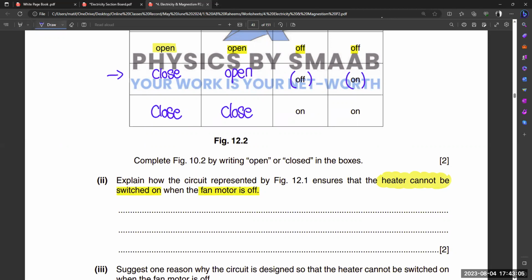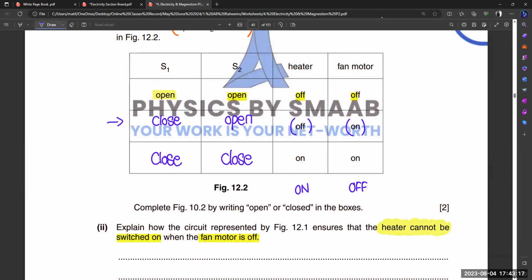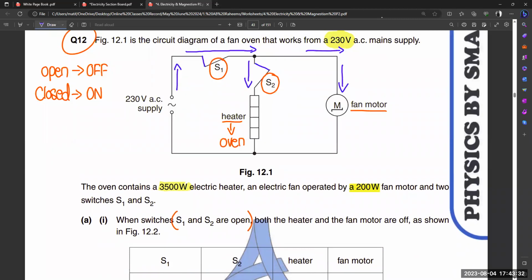So there will be another possibility. Let's suppose I consider another possibility, this will be on and this will be off. It means that we are talking about the heater being on and the fan being off. So this fourth option is not possible, right? Because for the current to move all around the circuit, S1 needs to be closed. So your current needs to flow through S1. S1 is our important switch that actually connects the whole circuit.